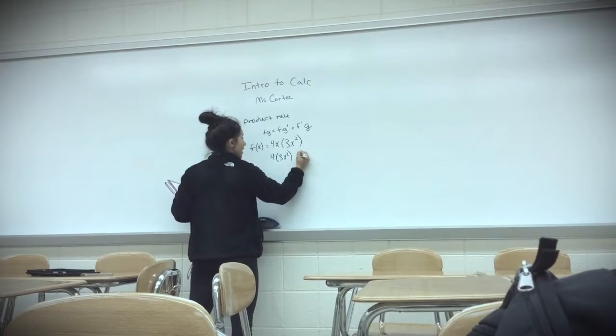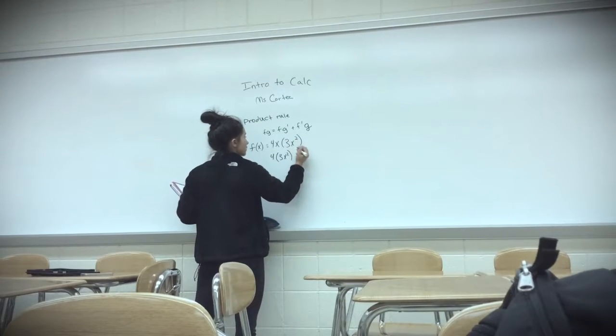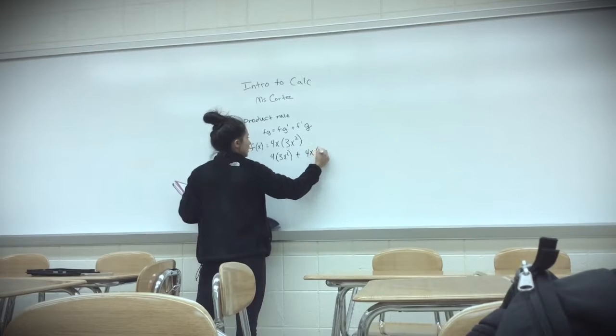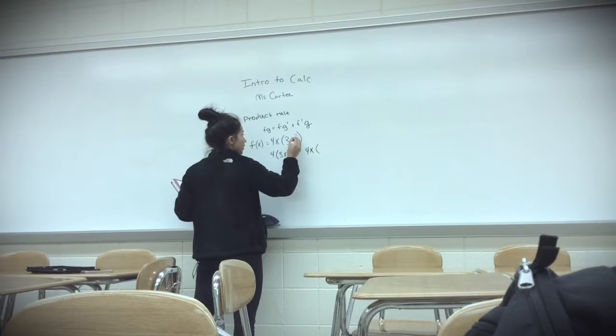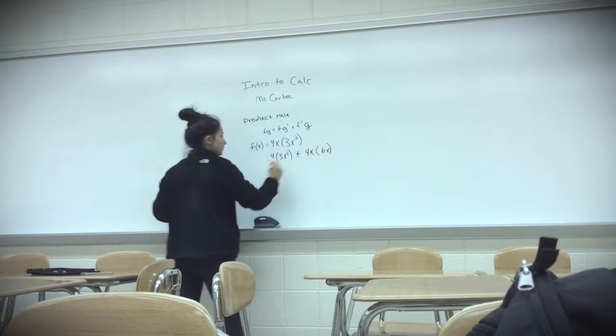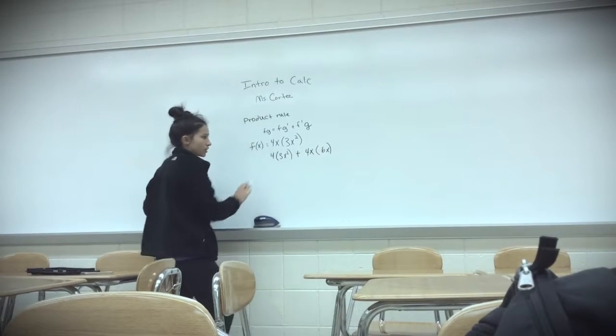And then you add the derivative of this, well, you could put this one in first, so you do this function times 4x, and then after that, you would do the derivative of this, which is 6x. And then you can leave it there. You don't have to simplify it. If you really wanted to, you can.